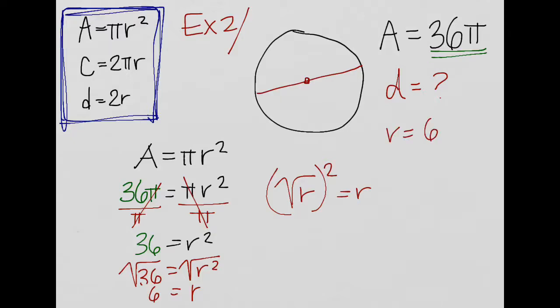Am I done? No, I'm not done. Now remember, in this case I don't have a unit, so it could just say 6 units. It's not given to me. Well, I'm asking for the diameter. I know I just have to double this, so in this case, times 2. The diameter would be the radius times 2, or 12 units.